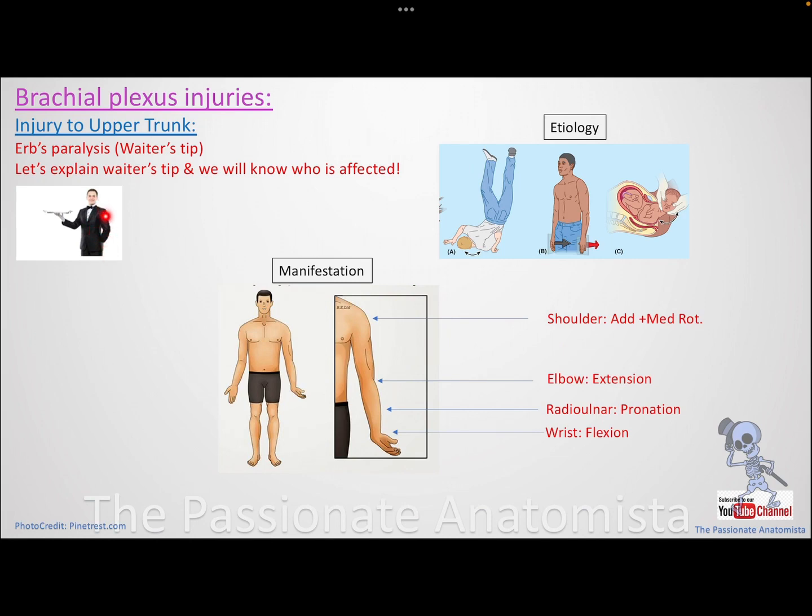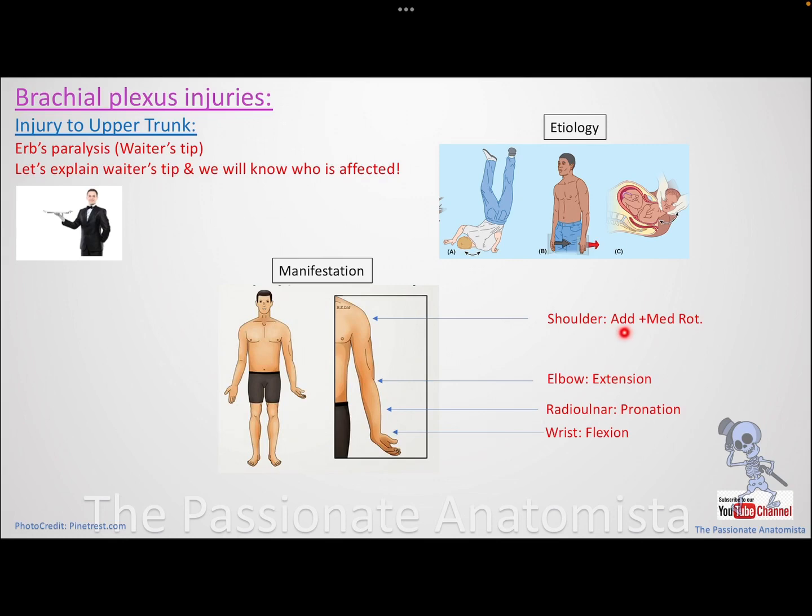So what are you basically doing when you are in the exam and you have a question about Erb's paralysis? You will remember your waiter's tip. You're going to put your hand in that position and you will tell me, what do you have? All right, my shoulder is adducted. So it means the abduction is not working. Yes, so which muscles are affected?